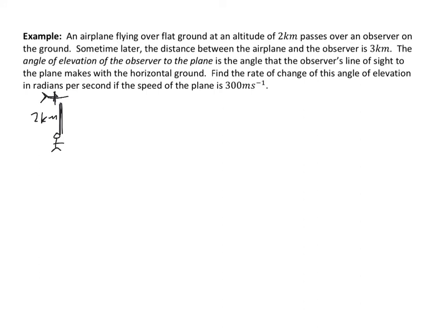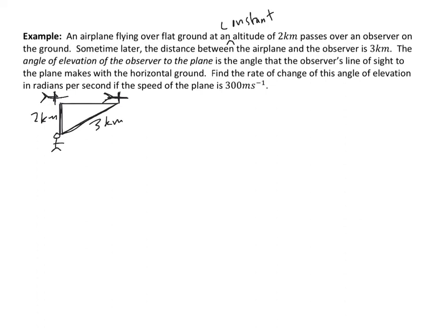Okay, and I should have said that this was at a constant altitude. So it passes over this. Sometime later, the distance between the airplane and the observer is 3 kilometers. All right, so now the plane is further along. It's over here, because again, that's not a headless person. So now the plane's over there, and now the distance between these two things is 3 kilometers.